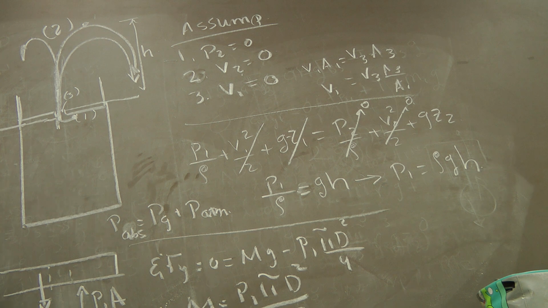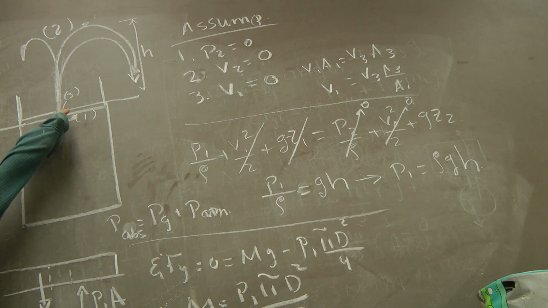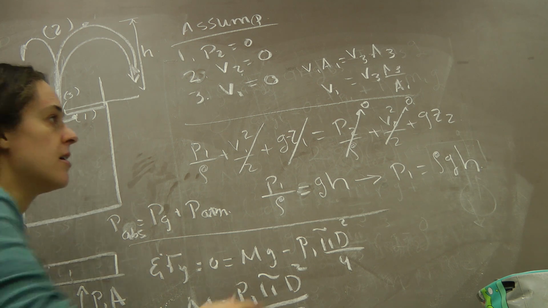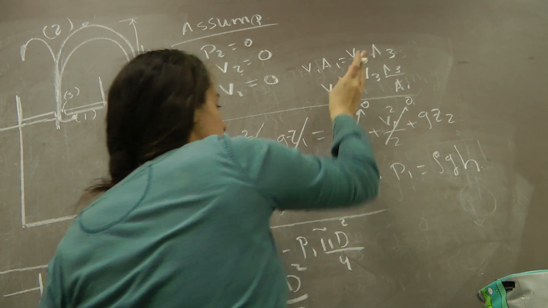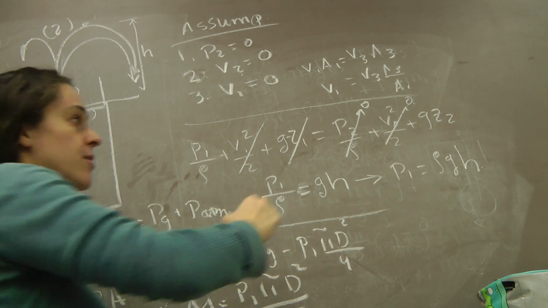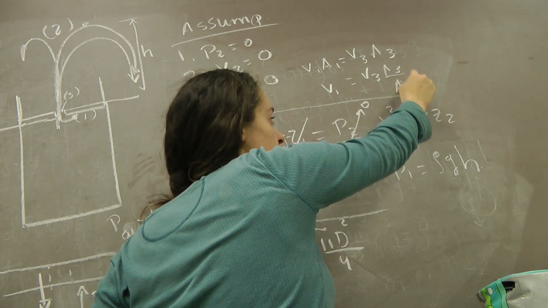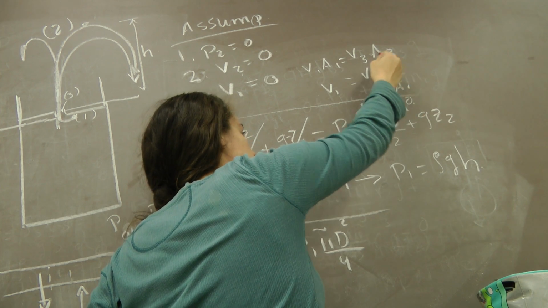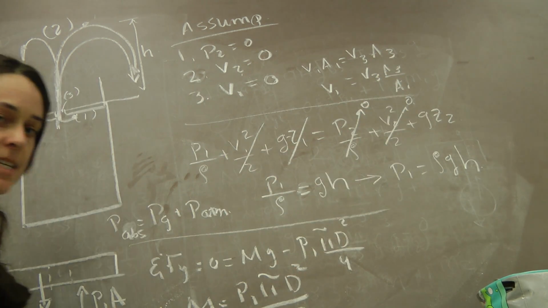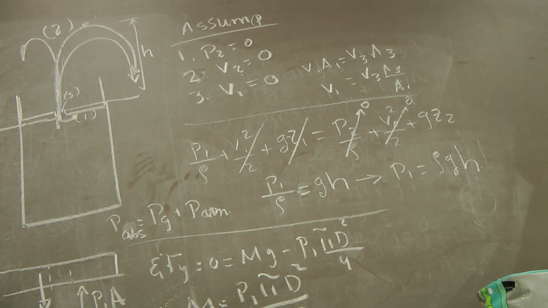And the reason that's written in the problem is that if you let that opening be 3, then A3 is really tiny compared to that A1. And so A3 over A1 is a small number over a very big number, relatively speaking, so it's a very small number times its velocity. So that means V1 can approximately be 0.